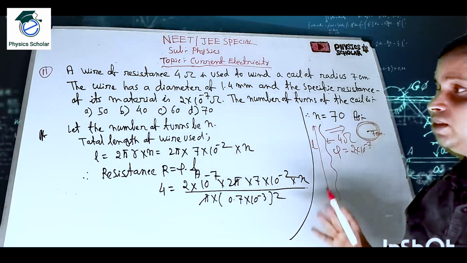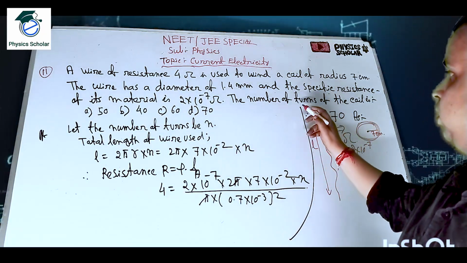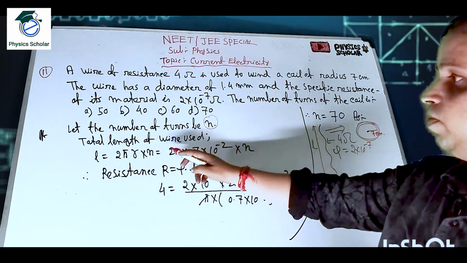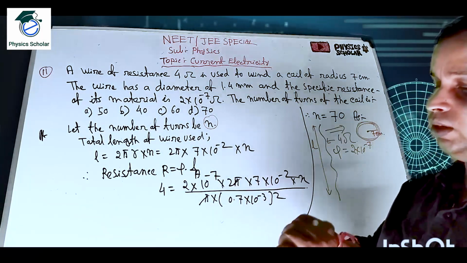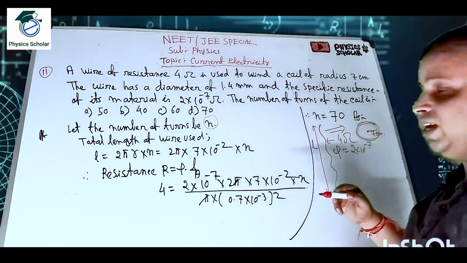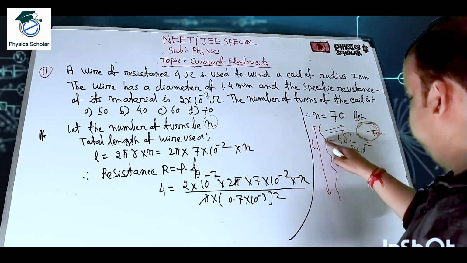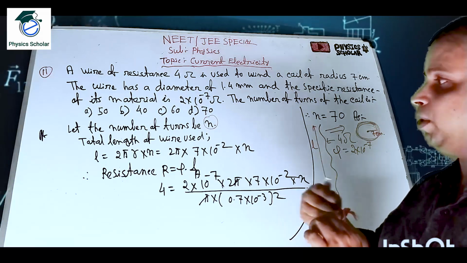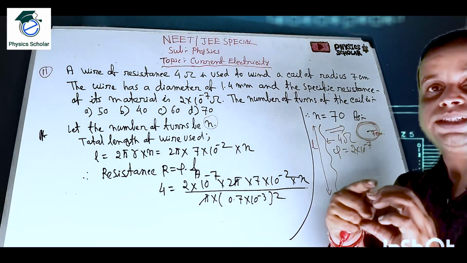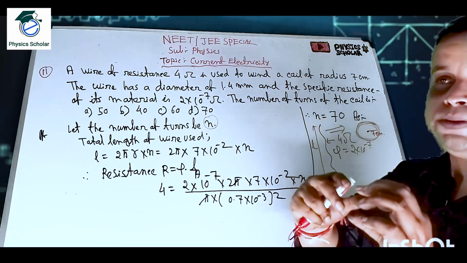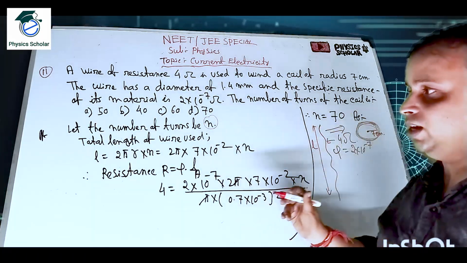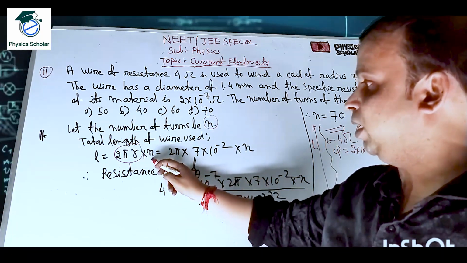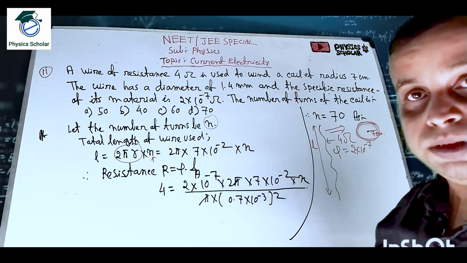We have to first solve the sum. Now we have to find out the value of n. N means the number of turns. Let the number of turns be n. So the total length of the wire means what? The perimeter of the circle into the number of turns, because with this wire only we have formed a circular coil. So the perimeter of each circular coil into the number of turns, that will be the total length of the wire. What is the perimeter? 2 pi r, perimeter of a circle. 2 pi r into the number of turns is equal to the total length of the wire.